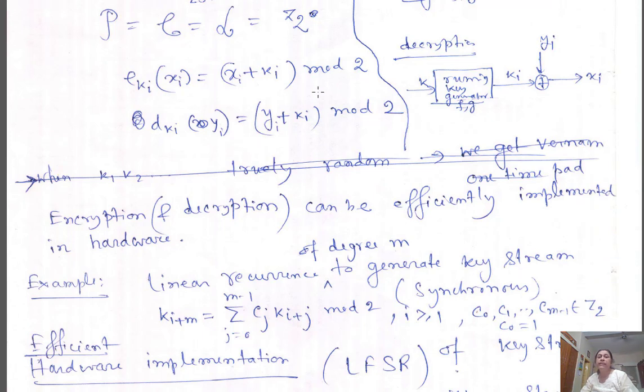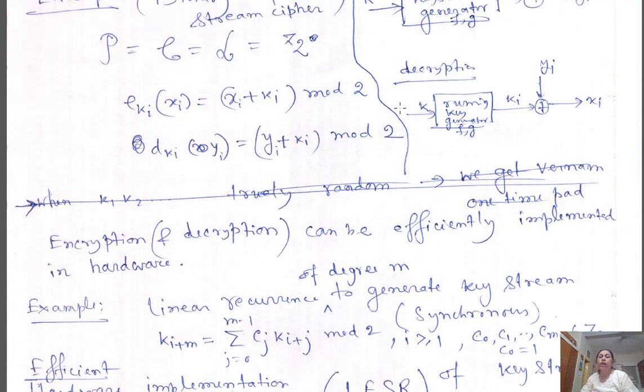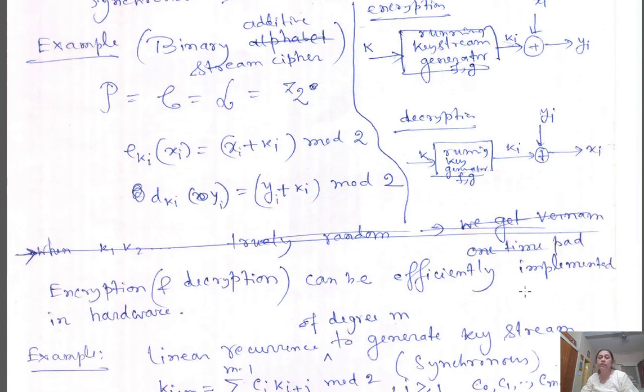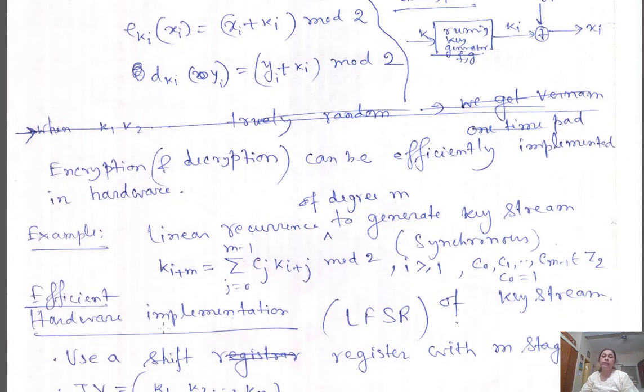Since we are working modulo 2, in hardware it can be efficiently implemented. Encryption and decryption, both circuits you can implement in hardware modulo 2. You are working with binary, so it can be efficiently implemented in hardware. And as I said, you can generate this key stream using a linear recurrence relation of degree m. So this type of recurrence relation is used to generate your key stream.